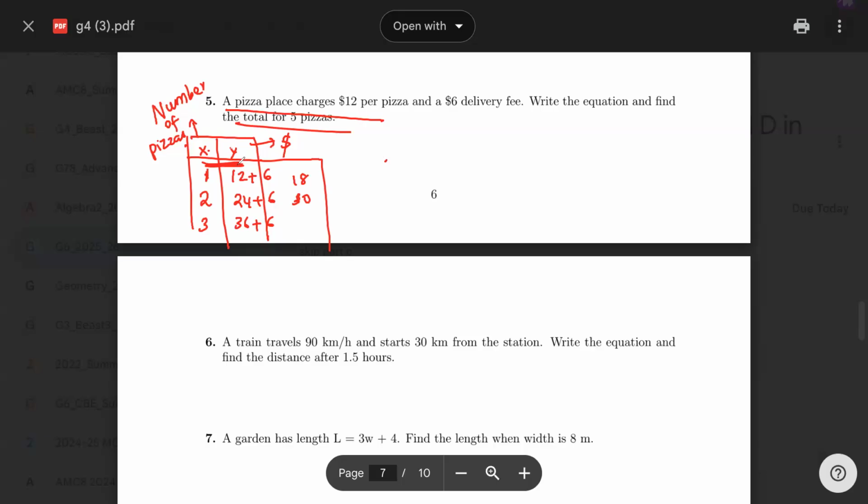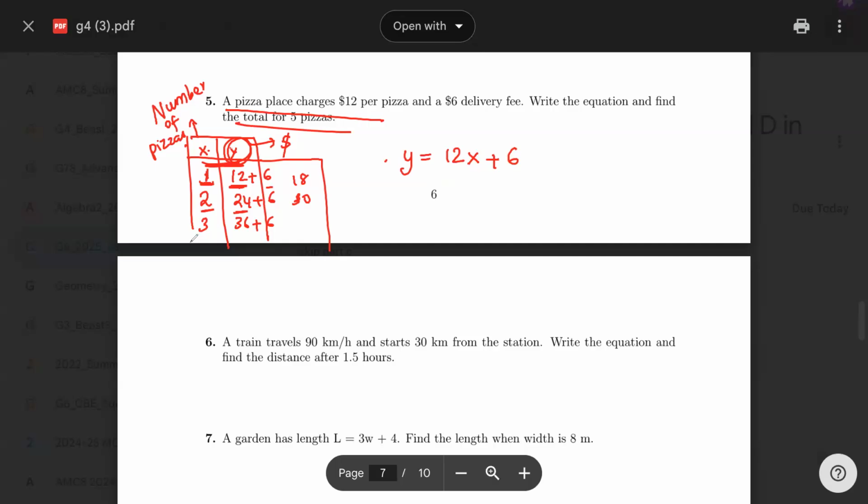How can I write y from x? What did you do, Manya? Did y equal 12 plus 6, but here it was 24. What did you do? So x plus 6. Did you add 6 to x directly? No, you did something else. Times 12. So how to write that? Times 12 plus 6. So 12x is 12 times x, plus 6. Does that make sense?